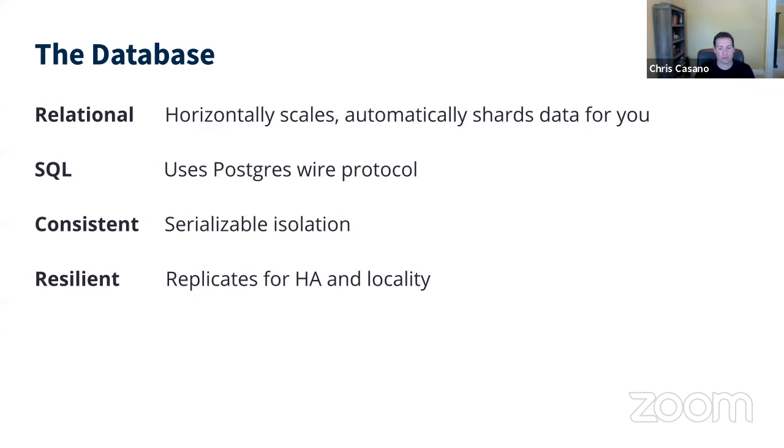And lastly, another reason why folks choose Cockroach is because of our consistency. So we use serializable isolation, which, if you're a database guru, is pretty much the strongest form of isolation within a database. So you can always ensure your transactions are consistent.